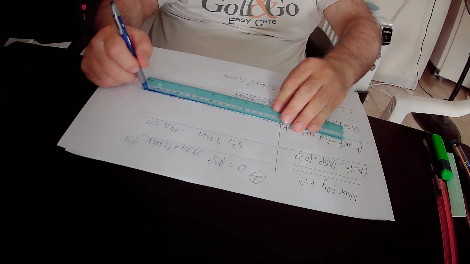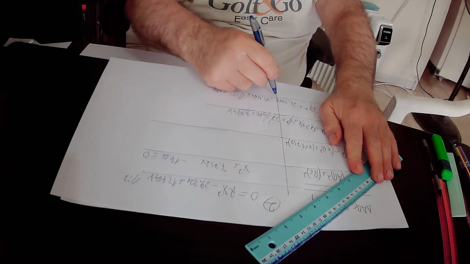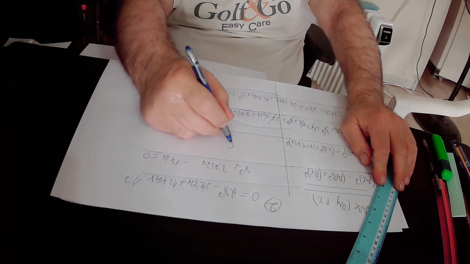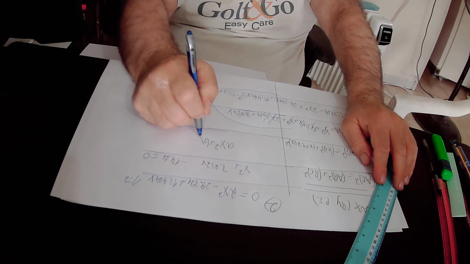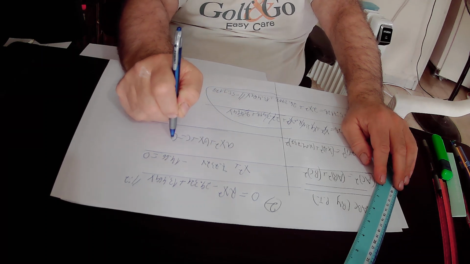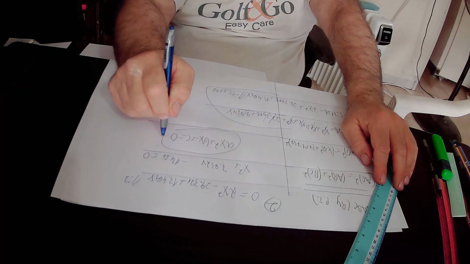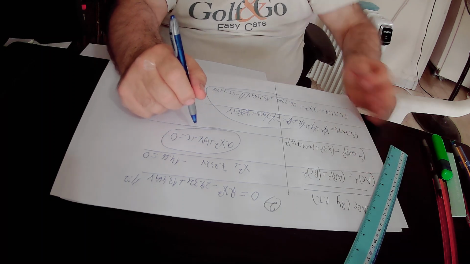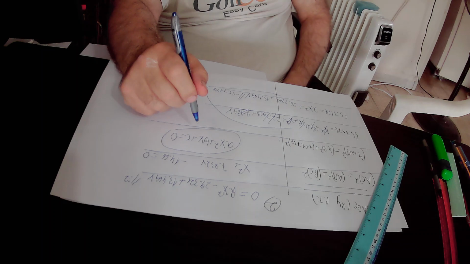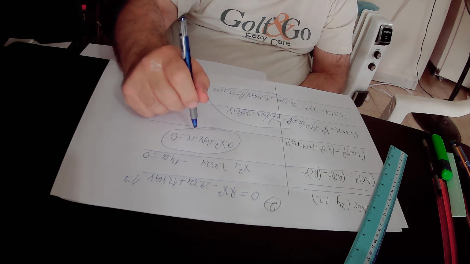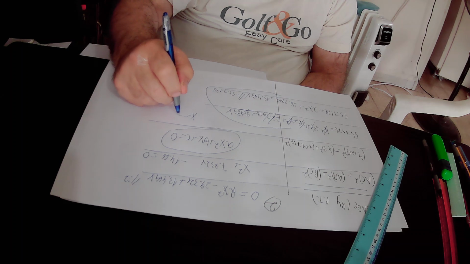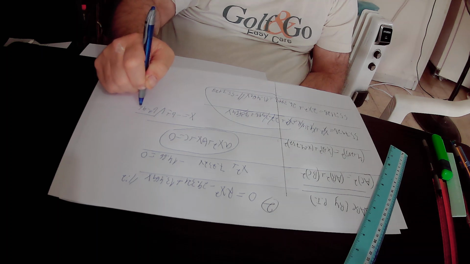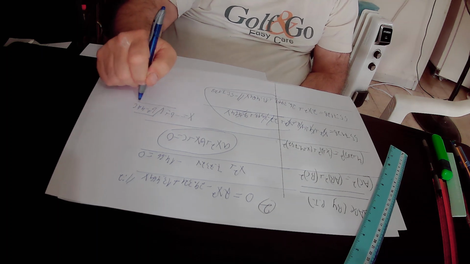So this is a quadratic equation, and the general form of a quadratic equation is ax squared plus bx plus c equals 0. In this general formula, a, b, and c are the coefficients of the quadratic equation, and x is the variable that we are looking for. We find the value of x according to the following formula: x equals minus b plus or minus the square root of b squared minus 4 times a times c, over 2a.